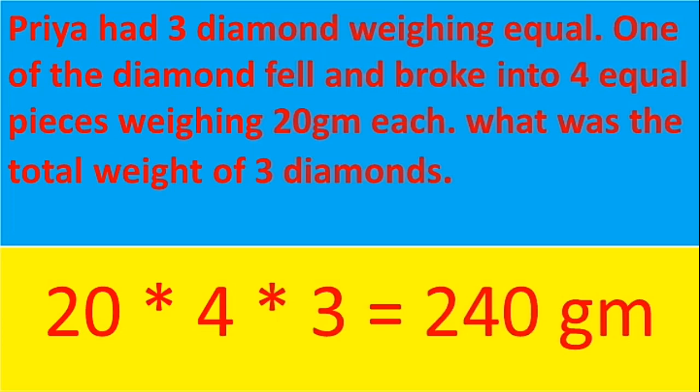So 20 into 4 into 3, that is 240 gram, because 4 equal pieces of 20 gram will be 80, so into 3 diamonds, 240 grams. Simple, no need to think beyond it. Shall we go for the next question?